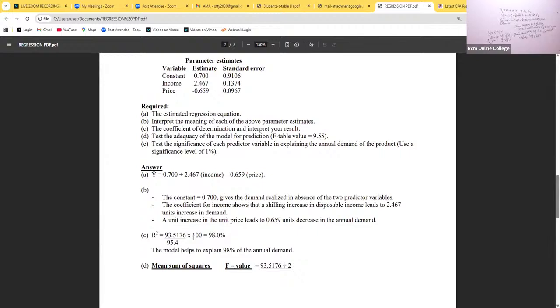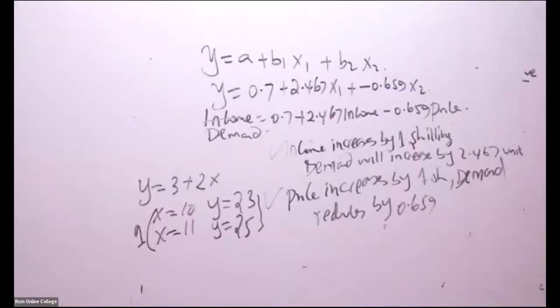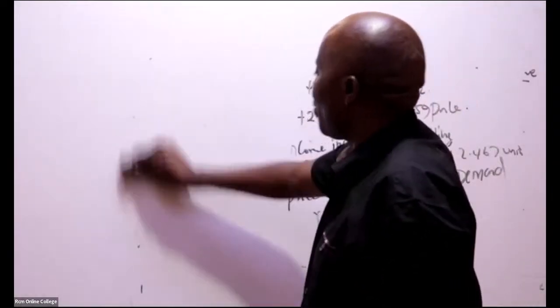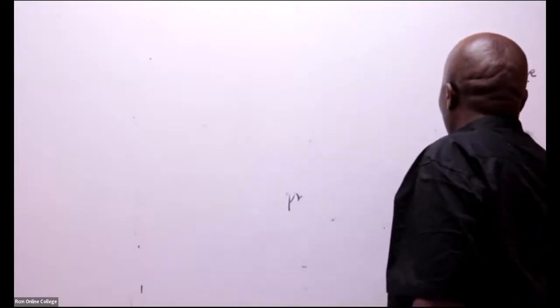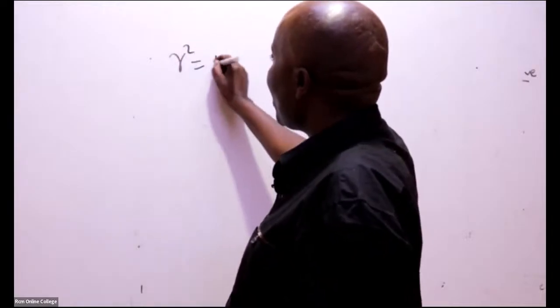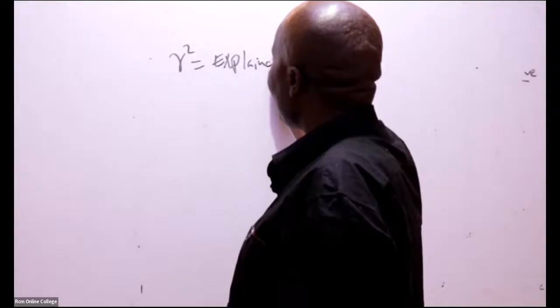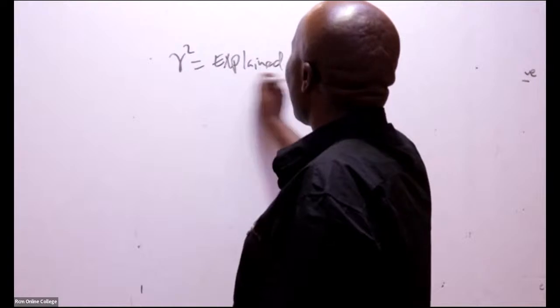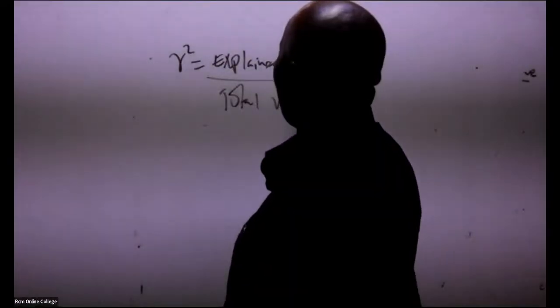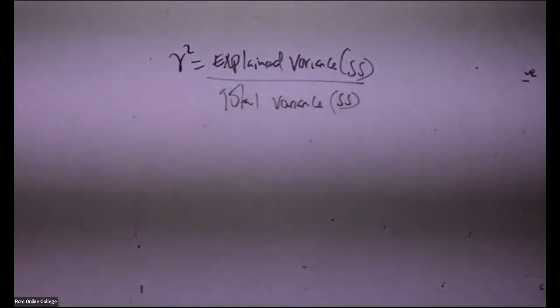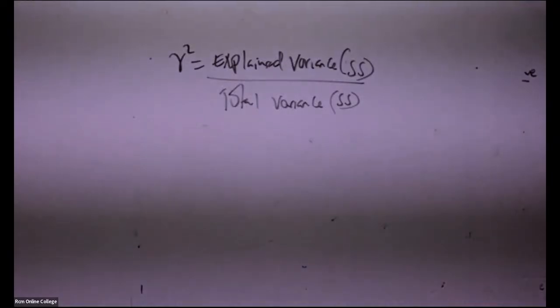So this R squared, ladies and gentlemen, to get this R squared, what do we need to do? To get R squared is really easy. This is what we shall do. We shall take the explained variance in terms of sum of squares over the total variance, again in terms of sum of squares.